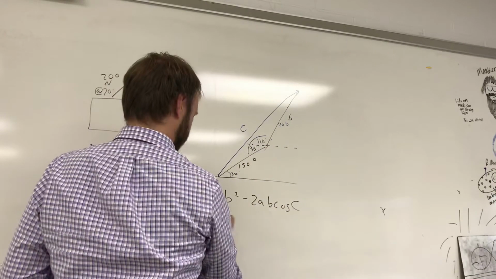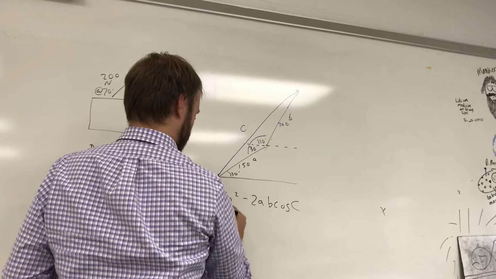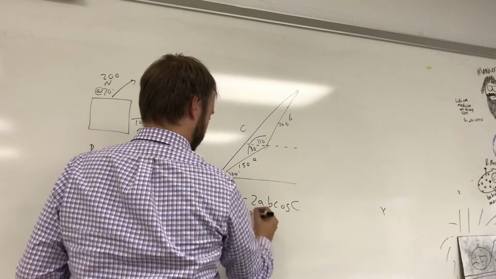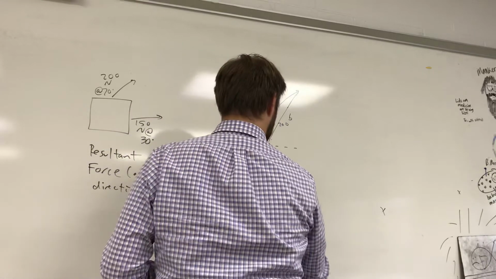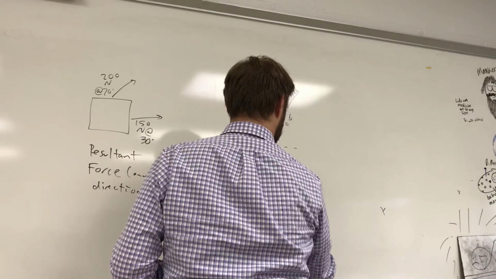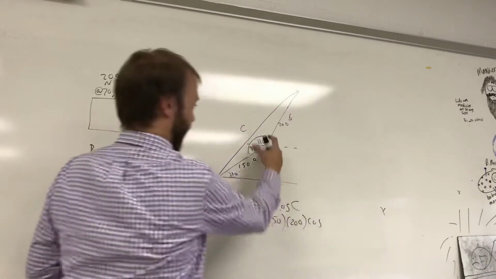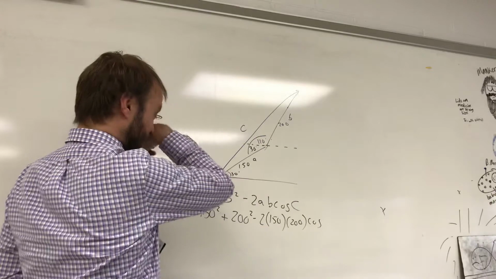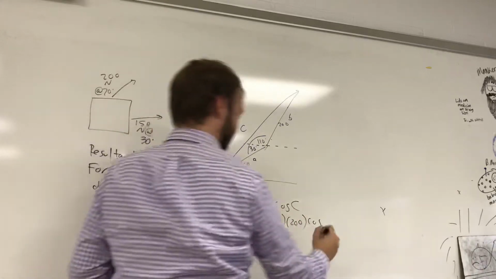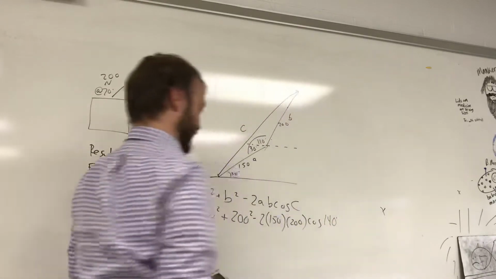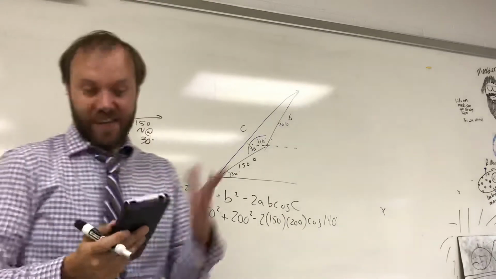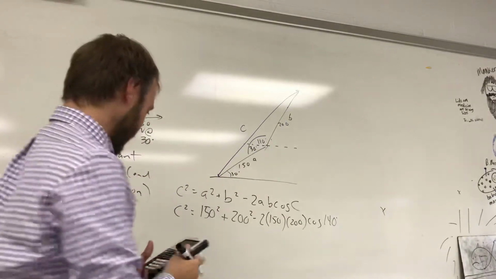So it'd be 150 squared plus 200 squared minus 2 times 150 times 200 times the cosine of our angle measure there, the 110 and the 30 added together. It ended up being 140 degrees, okay? So basically, you plug and chug in your calculator and you call it a day.